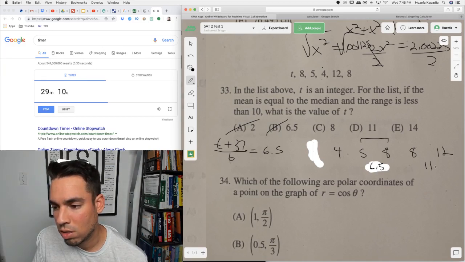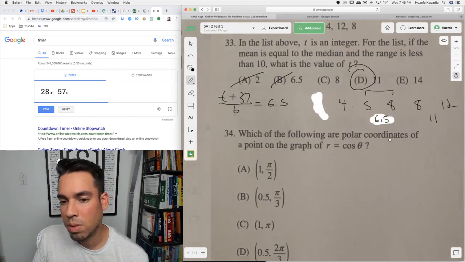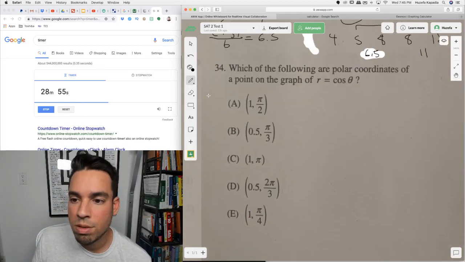And then it'd be, hold on, 16, 26, 27, 37, 39, 48. Yes, it's 11. 11 would give me a mean of 8 and a median of 8. Oh my God, that was pretty hard.